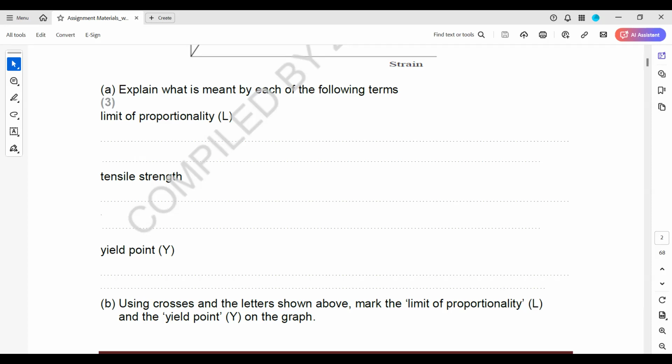The second point, what is the tensile strength? Tensile strength is actually the stress before the object breaks down or fractures. We call that the tensile stress, tensile strength.